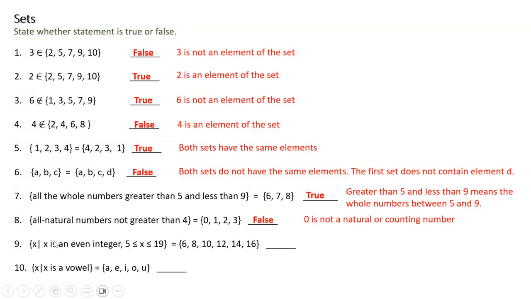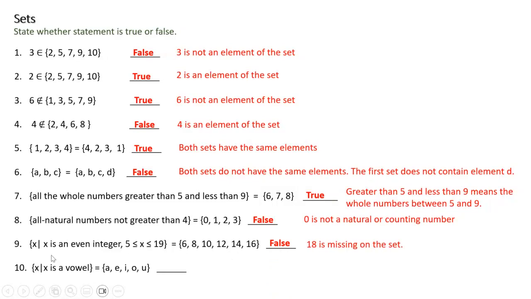Look at number 9. The set X such that X is an even integer between 5 and 19. Even integer, so let's see. We got the 6, we got the 8, we got 10, 12, 14, 16. This is false because what's missing? The 18 is missing.